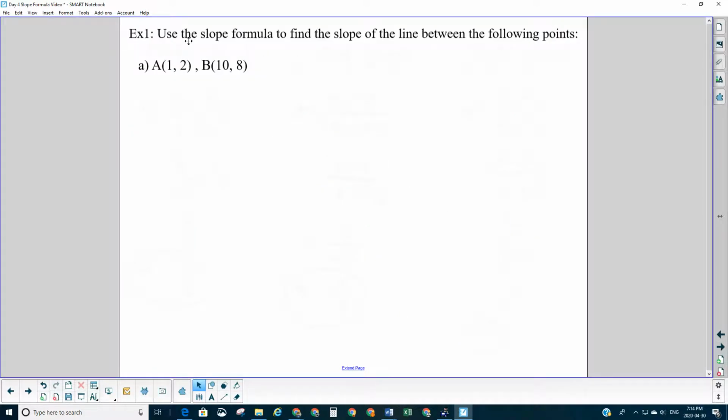So we're going to use the slope formula to calculate the slope of the line between the points instead of graphing it. Okay, so here's the first example, A (1, 2) and B (10, 8). As you do these questions, and I might even tell you to pause the video and grab a piece of paper, I want you to mimic exactly how I answered this question, okay?